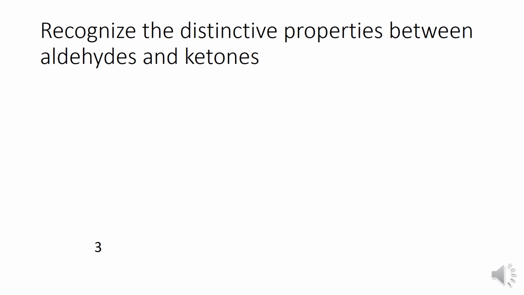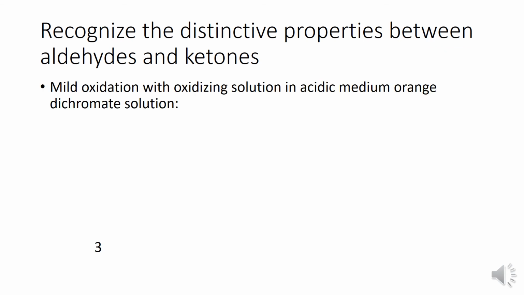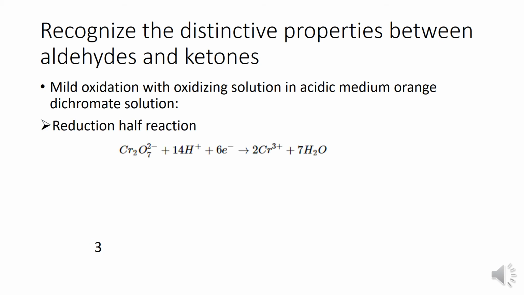The second test is mild oxidation with oxidizing solution in acidic medium. It is orange dichromate solution. Here the reduction half reaction. Let's remember together how do we write it. The dichromate becomes Cr3+.